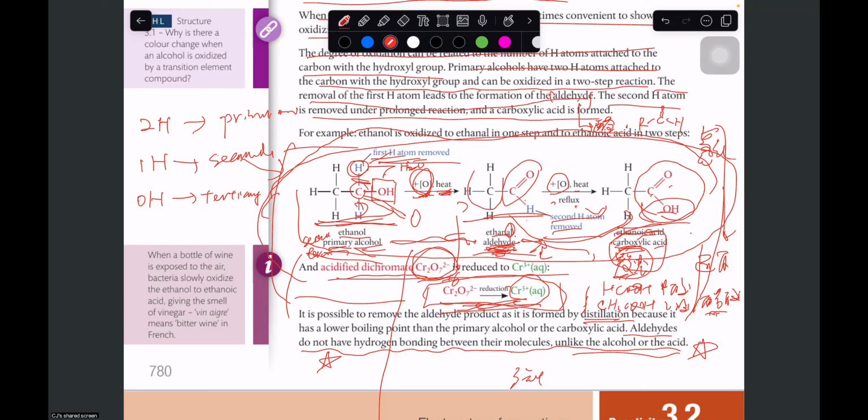In the second step, we add oxygen again with heat, and we do the reflux. We will talk about it later. What is reflux? In this part, the second hydrogen will be removed, and the oxygen will add at this orbital, and the other orbital will connect with the hydrogen. So it will produce this one. This COOH is actually the acid, right?